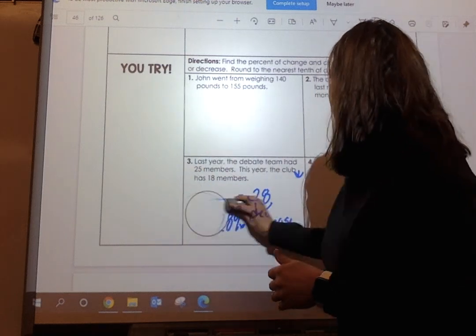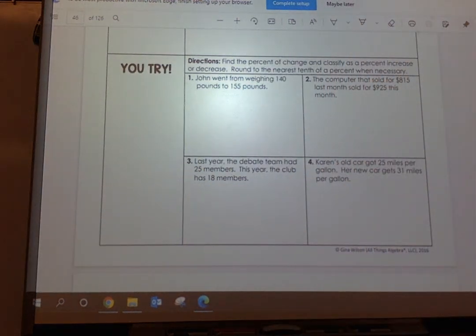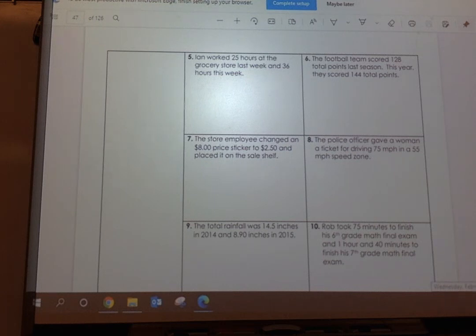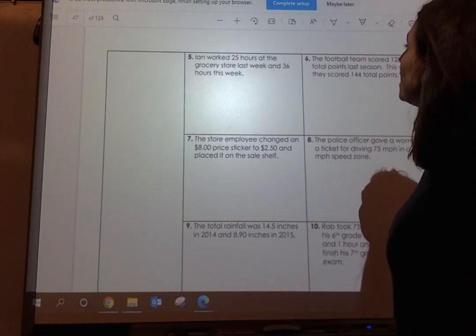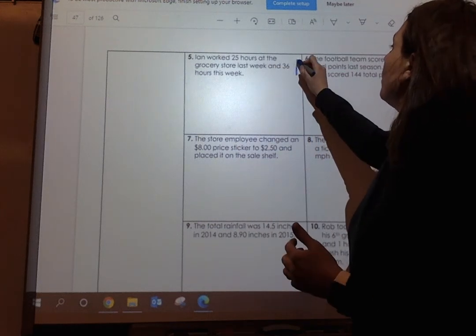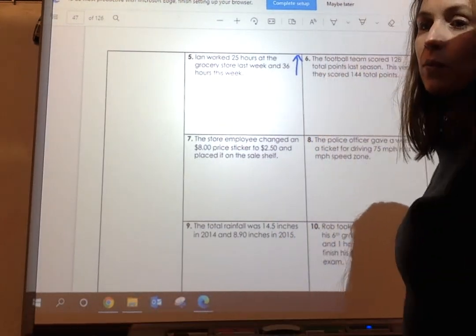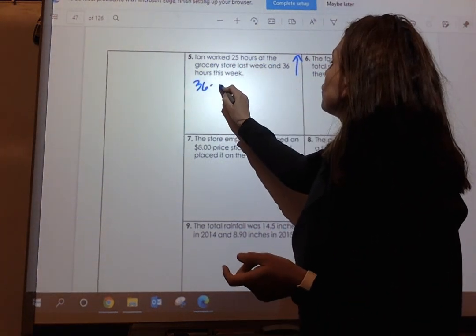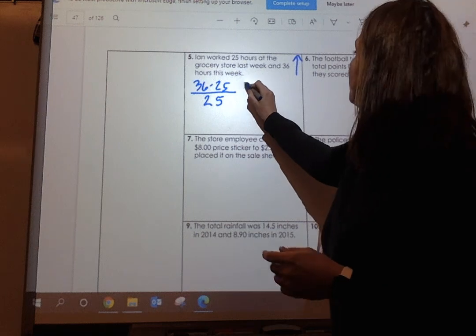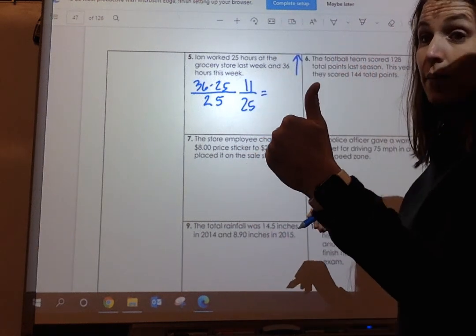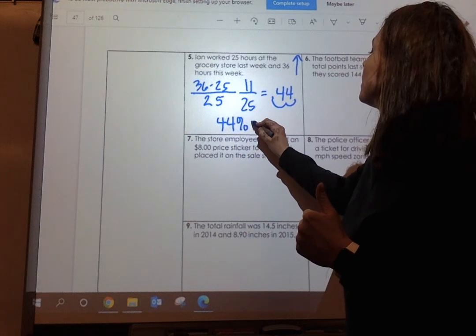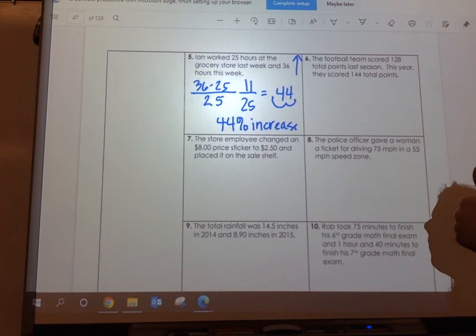All right, let's do a few more together to make sure you understand the difference of increase and decrease. Okay, so let's look at number 5. Ian worked 25 hours at the grocery store last week and 36 hours this week. So 25 was my original, and now he worked 36, so he went up. So it's going to be percent of increase on this one. And what is the difference of 36 and 25 over the original of 25? The difference is 11 over 25, and when I divide 11 divided by 25 in my calculator, I get 0.44. Move it over twice to make it a percent, so it's a 44% increase.